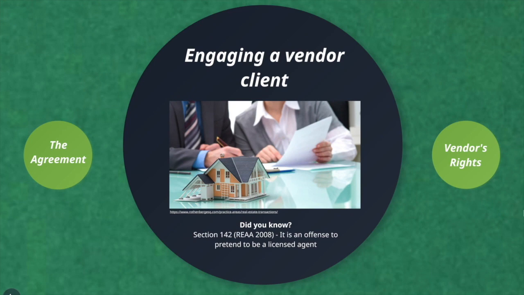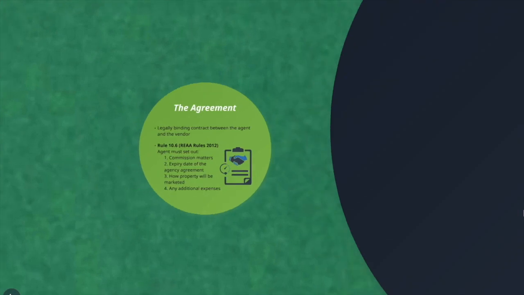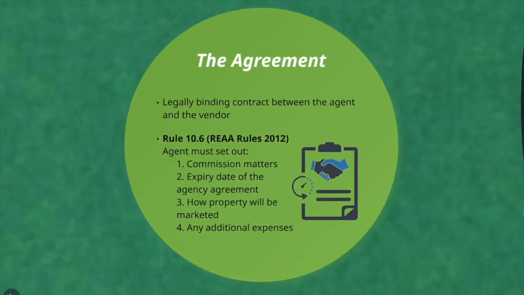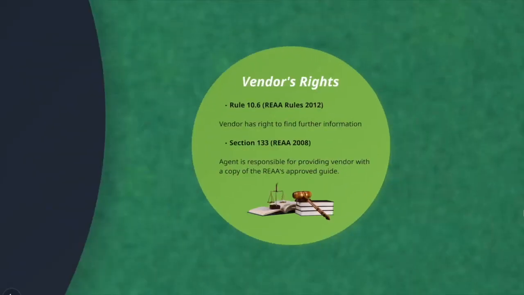It is an offence under Section 142 of the Real Estate Agents Act to pretend to be licensed under the Act. An agency agreement should be formed as a legally binding contract between the agent and the vendor. However, before signing the agency agreement, the agent must set out commission matters, the expiry date of the agency agreement, the way the property will be marketed along with any additional expenses, and the vendor's right to find further information as required by Rule 10.6 of the Real Estate Agents Act.